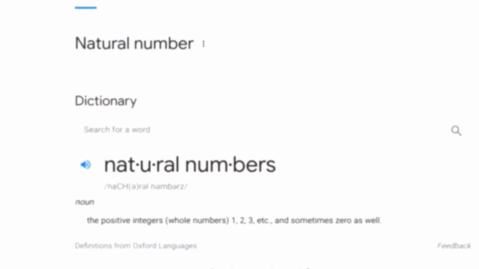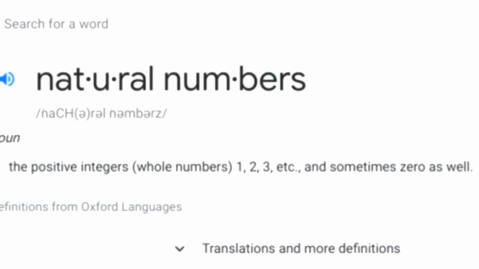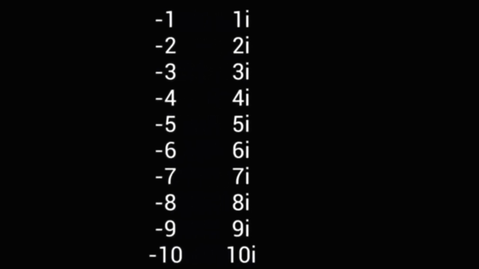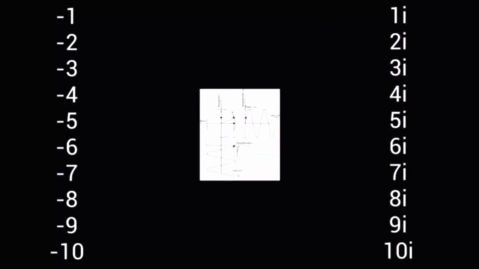Now, natural numbers are just positive integers. These are described as natural because, as we just saw, negative numbers, or imaginary numbers for that matter, are created by humans for the real world to work with, for example, temperatures or signal processing.